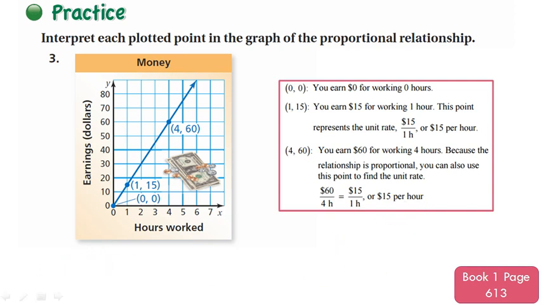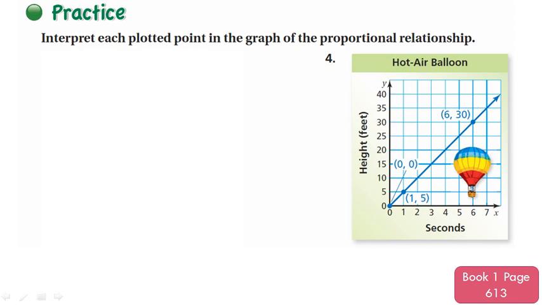And let's take a look at one more problem. Interpret each plotted point in the graph of the proportional relationship: (0, 0), (1, 5), and (6, 30). Remember to use the language in the previous example, identifying the unit rate, but also indicating that you can use another point also in a proportional relationship to find the unit rate. Pause the video now and write a description interpreting these 3 points, (0, 0), (1, 5), and (6, 30). Then resume the video once you've completed the task.